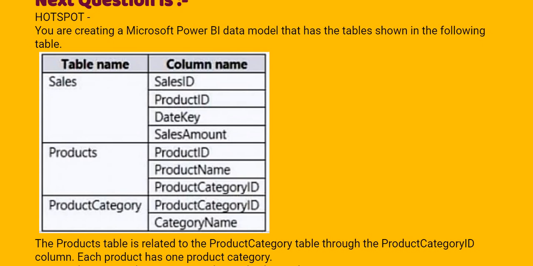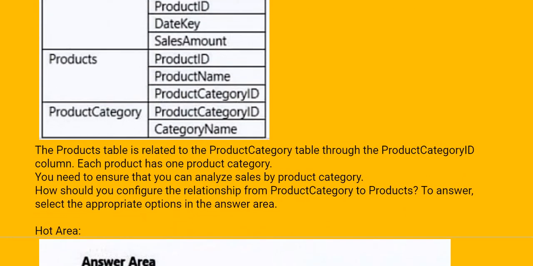The products table is related to the product category table through the product category ID column. Each product has one product category. You need to ensure that you can analyze sales by product category. How should you configure the relationship between product category to products? To answer, select the appropriate options in the answer area.